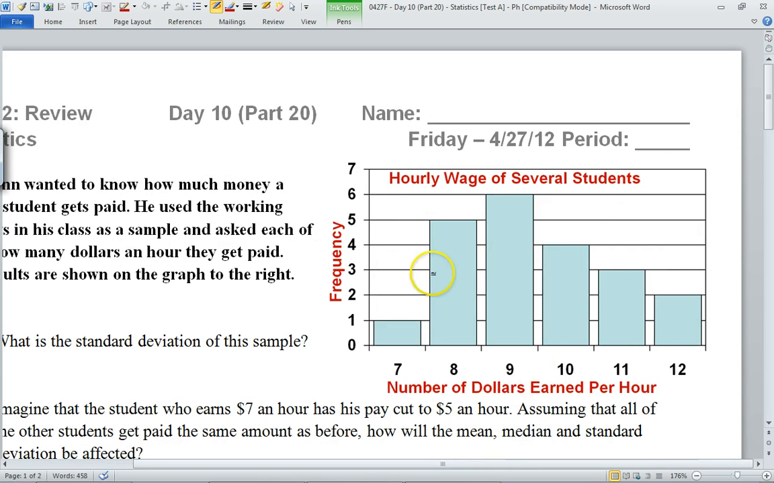Class, how can I calculate the standard deviation from a frequency table? I'm waiting. Give me an answer.